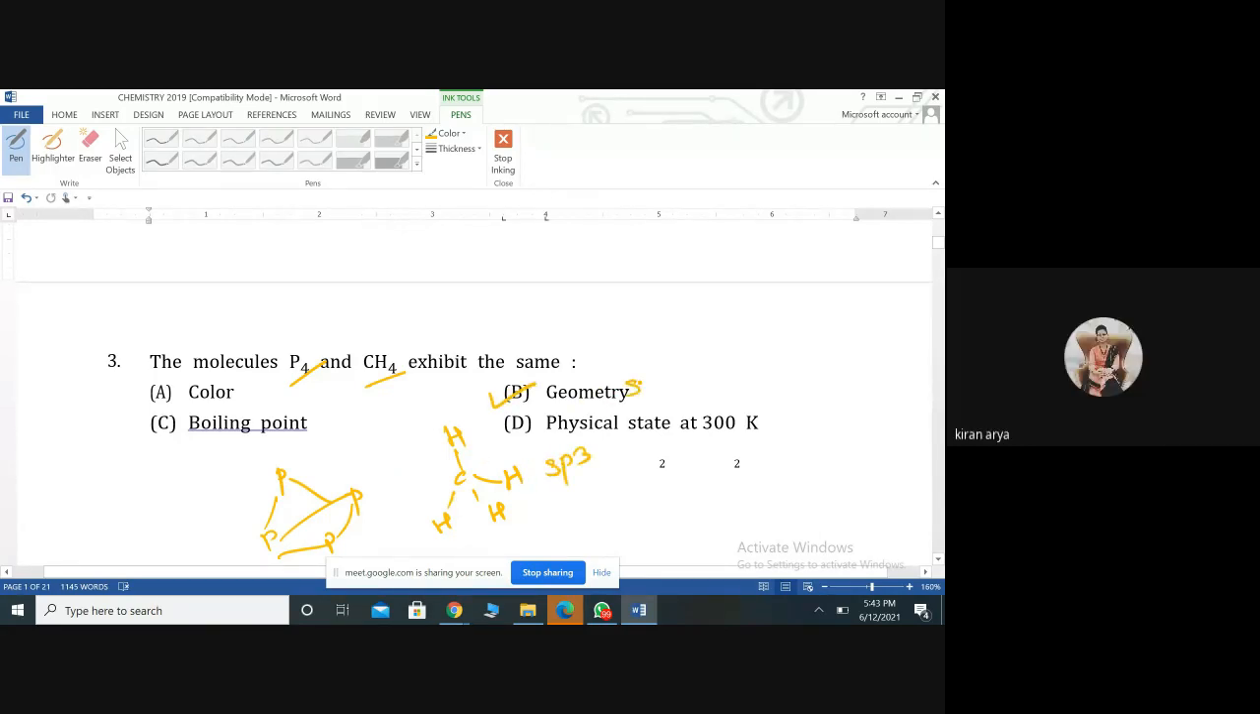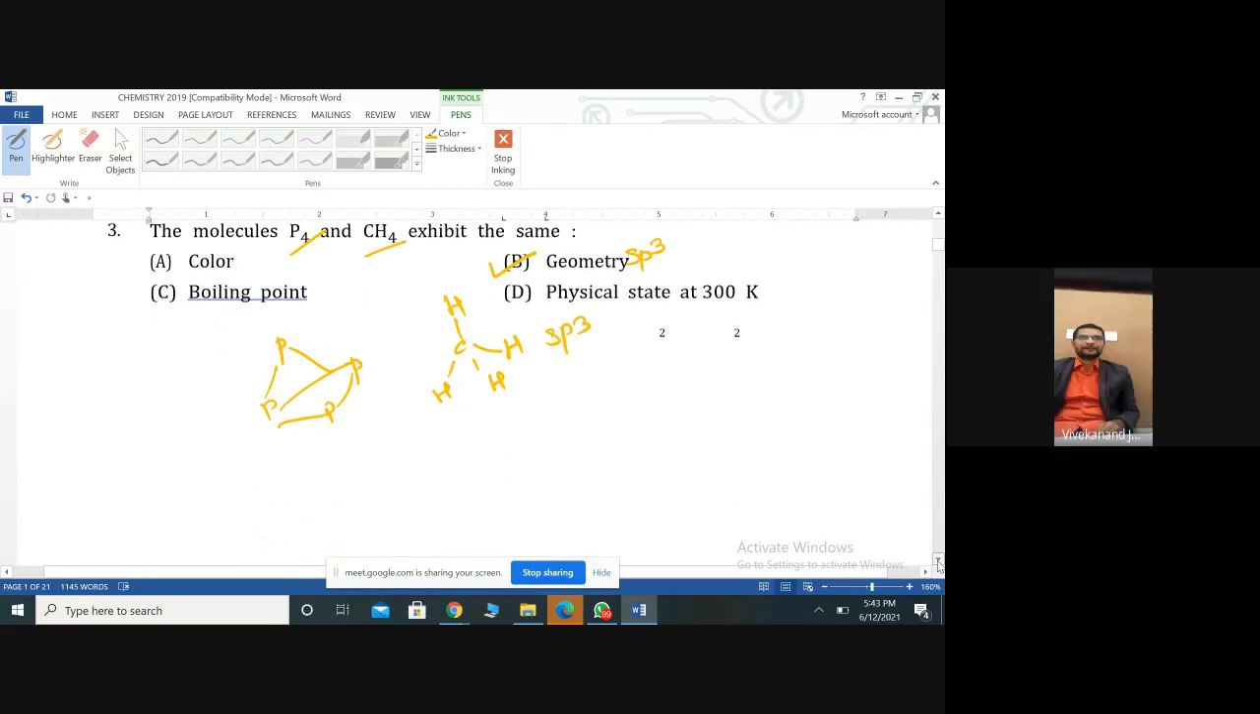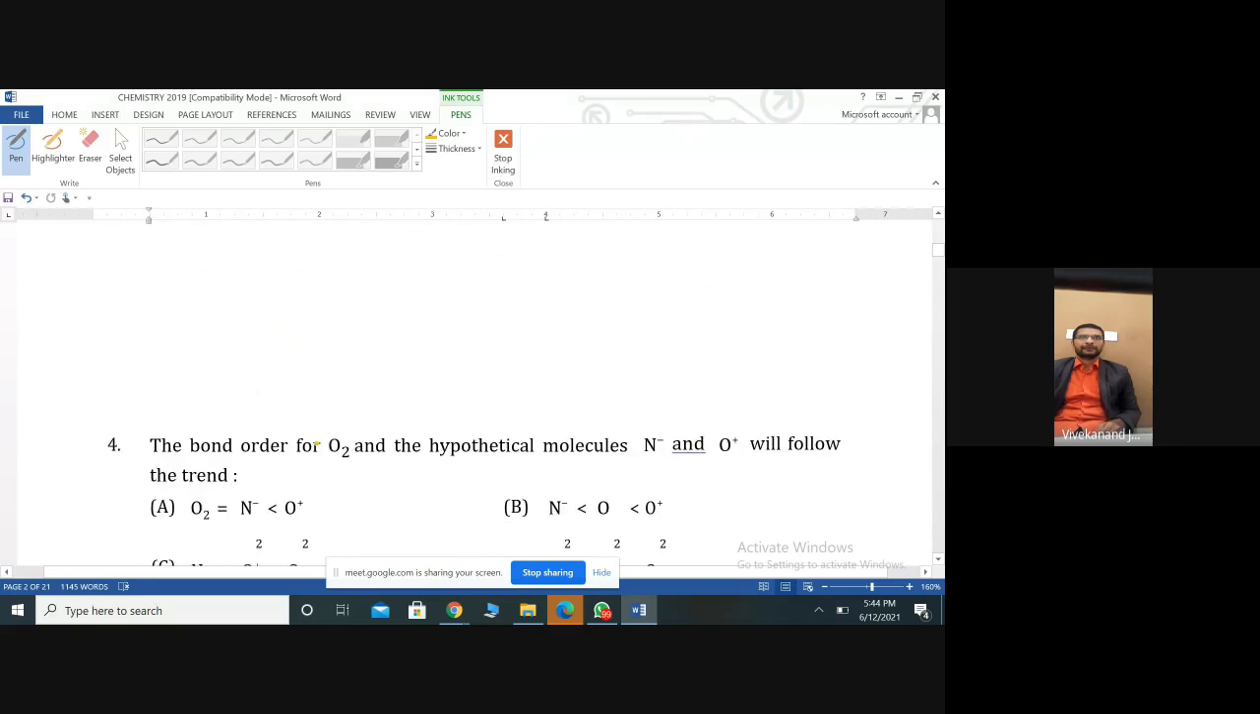Right now they are asking for the geometry. Maybe next time they will ask for the shape. So what will the shape be? Your geometry will be tetrahedral, and hybridization should be sp3. Any question? Shall we move on to the next?